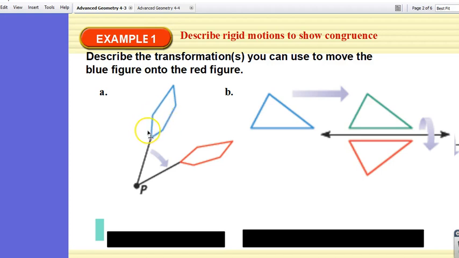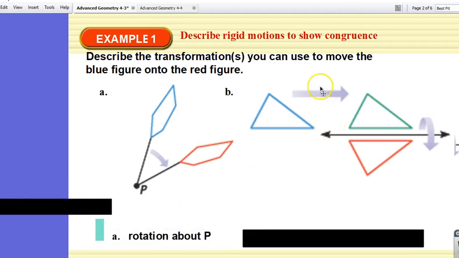But a translation is more like left, right, up, down, right? So this isn't exactly going left, right, up, down. It's kind of going on a curve. What would this be called? Yes. It is a rotation about point P, right? So this is a transformation, not a translation, but a transformation, and the specific type of transformation is a rotation, right? A rotation clockwise about point P. Think about a clock and the direction that the hand on the clock goes. It goes this way. So this is a clockwise rotation about point P. Okay?